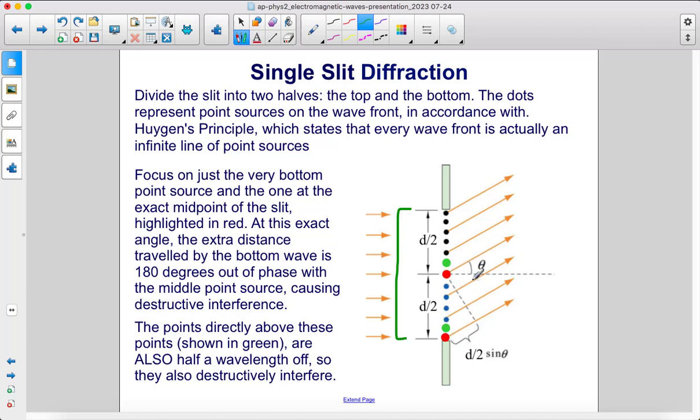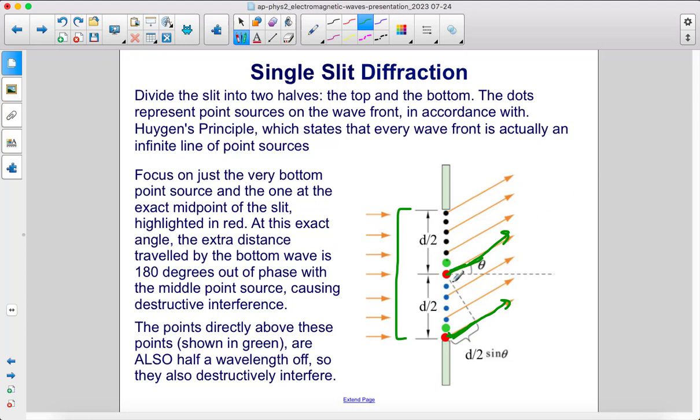At this exact angle, the extra distance traveled by the bottom wave is going to be d over 2 sine theta. So this wave is going to be 180 degrees out of phase with this wave. The extra distance traveled by the bottom wave is d over 2 sine theta, because this is the same trig we were doing earlier. And so this is like having an extra half of a wavelength further than this one, which means they're now out of sync, which means this light ray and this one are going to cancel out by the time they get to the viewing screen.